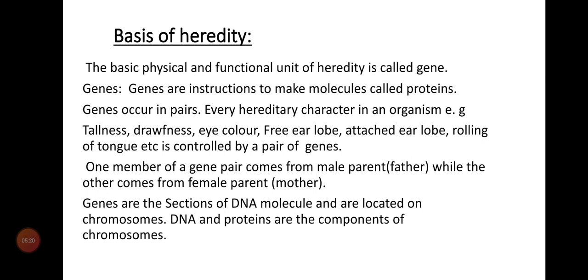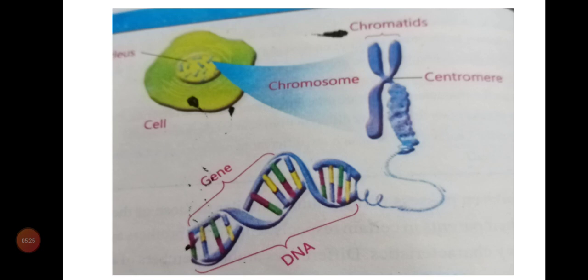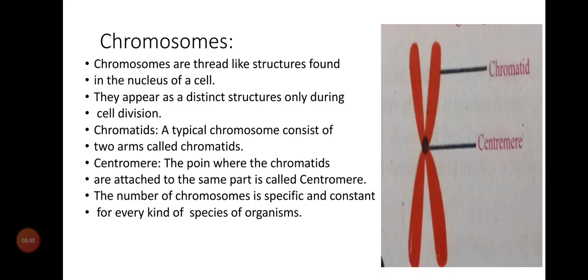Dears, I want to explain here what chromosomes are. Chromosomes are thread-like structures found in the nucleus of a cell. They appear as distinct structures only during cell division. You can see in the diagram as well. A typical chromosome consists of two arms called chromatids. Here you can again observe in the diagram that a single chromosome consists of two chromatids.